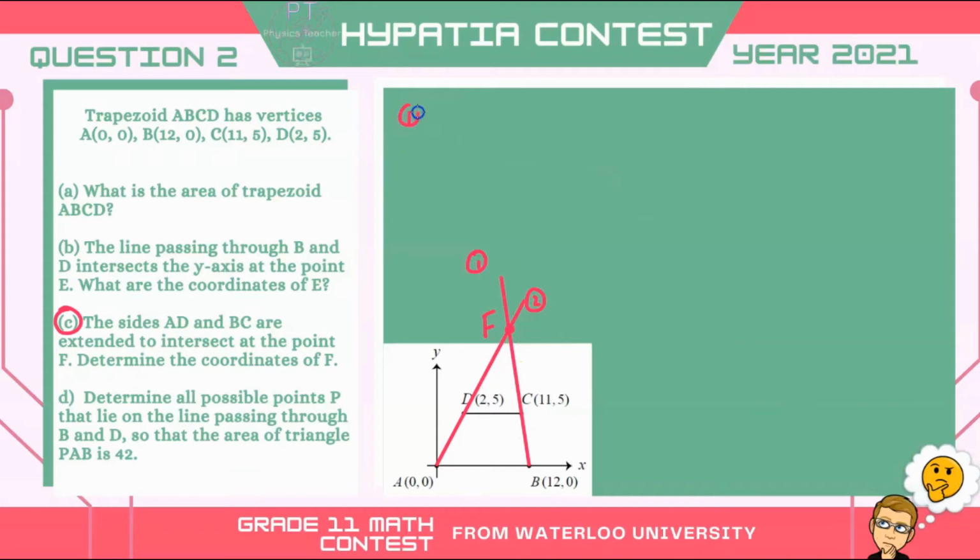So line 1, we're going to start by finding the slope, just as before. So in this case, the slope will be change in our y-coordinates over the change in our x-coordinates. So the difference in y would be 5.